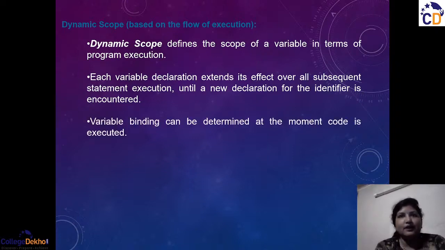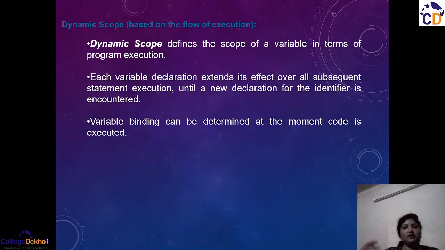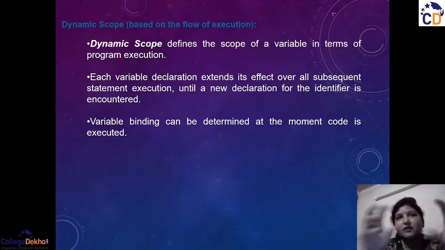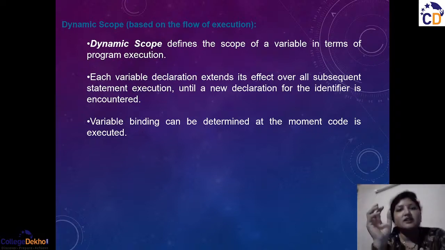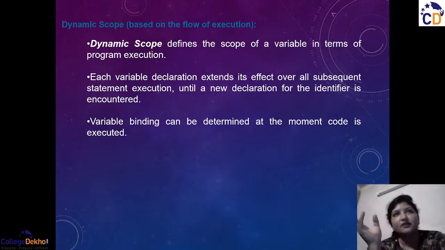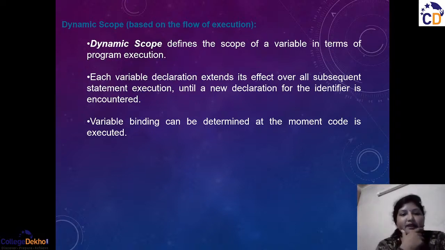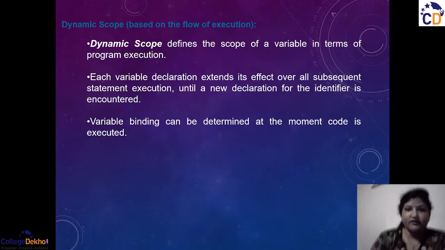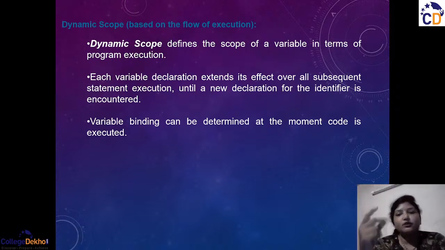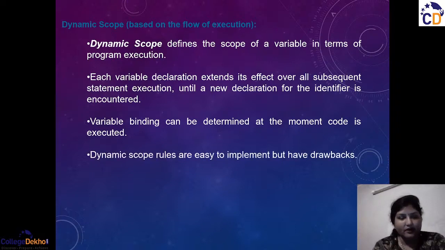Basically, first we need to understand what lifetime, visibility, and scope are, and then we will discuss static and dynamic, and then I will show some examples through which you can identify whether a variable is a static variable or a dynamic variable, or what the scope of that variable is, right? Variable binding can be determined at the moment code is executed. At the moment you execute that code, you can get the variable binding also.